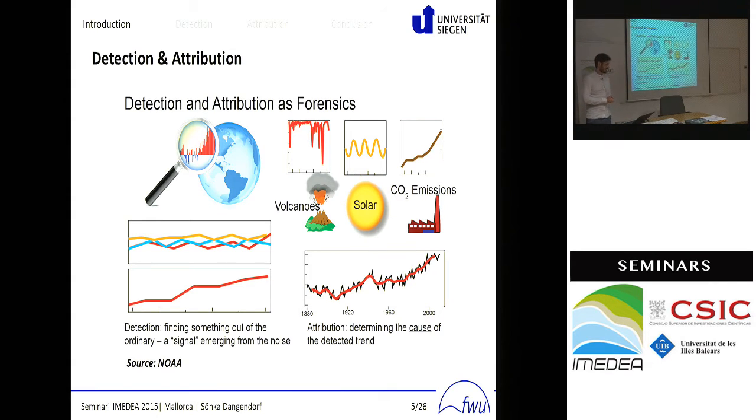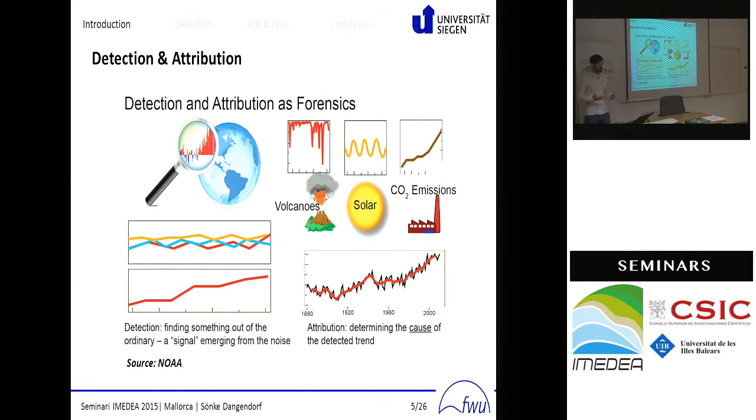The detection of climate change means the statistical proof that a signal emerges from its noise. So we have natural variations in the climate system, and it may happen that we observe during a specific period a very strong change. And then we need statistics to prove whether this increase or decrease or this change is statistically significant, so whether it emerges from the background noise.